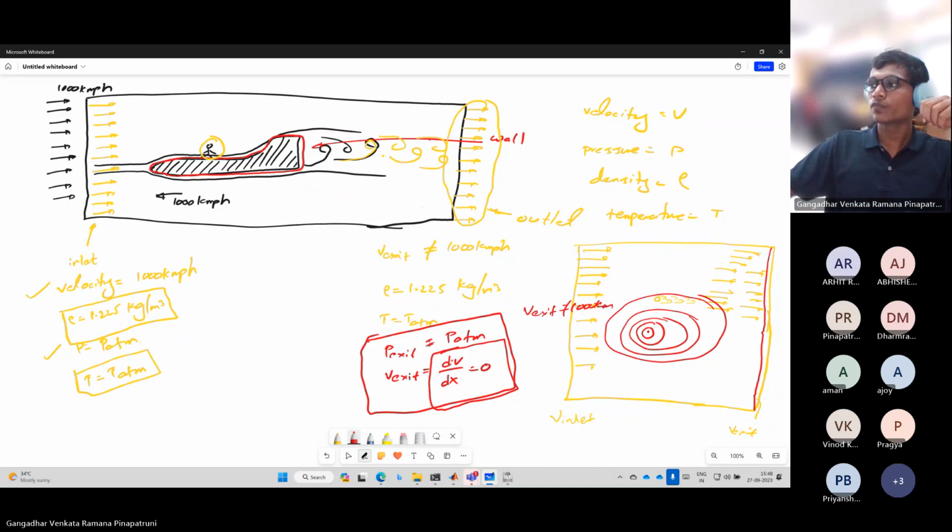Got it? Fine. Yes, Abhishek, any queries?